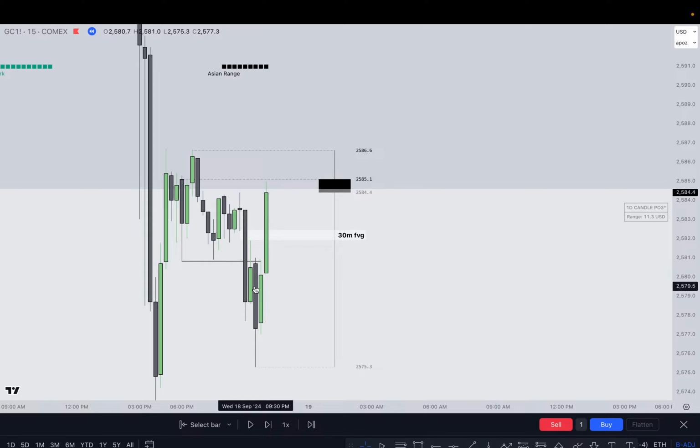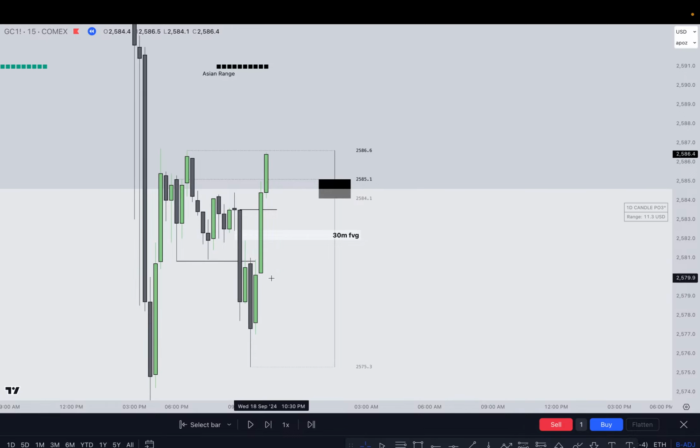Liquidity right here. Order block right here. New order block after taking out the high right here. Right? We have a new order block right here. And once the next 30-minute candle opens and closes, we're going to get a new fair value gap. Boom, new fair value gap, 30-minute fair value gap.